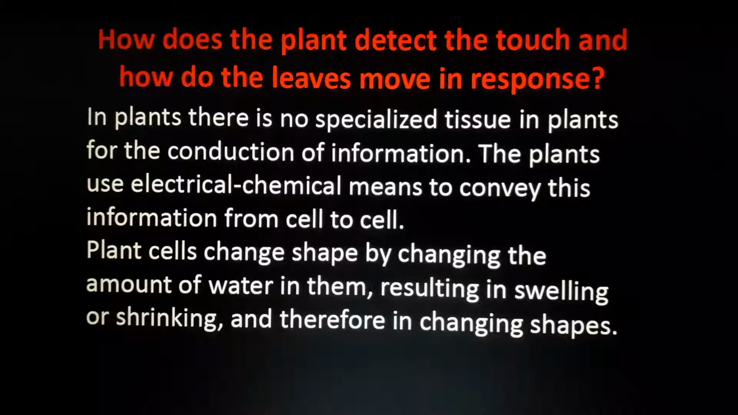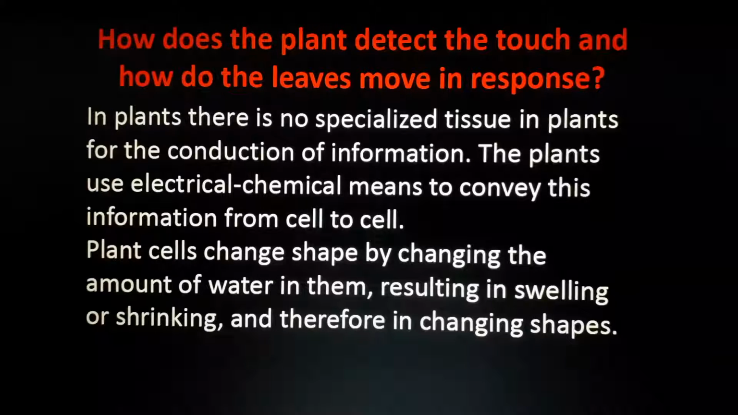In plants, there is no specialized tissue for the conduction of information. That means neurons are not present in plants. So messages from one part to another do not travel the way they do in animals. The plants use electrical-chemical means to convey this information from cell to cell. Mostly it is the chemical method.